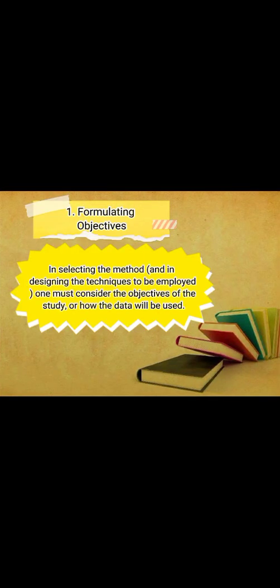Basic purposes of descriptive surveys. The basic purposes of descriptive surveys usually are to describe characteristics of the population of interest, estimate proportions in the population, make specific predictions, and test associational relationships. Basic steps of survey research, an overview. 1. Formulating objectives. In selecting the method and in designing the techniques to be employed, one must consider the objectives of the study, or how data will be used.